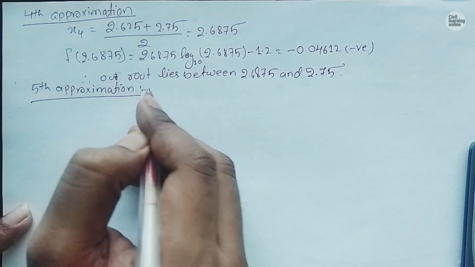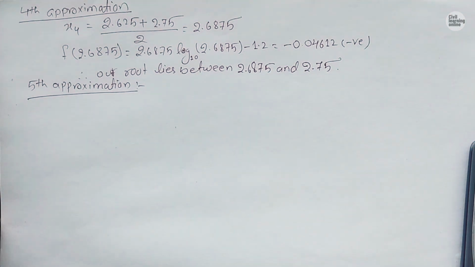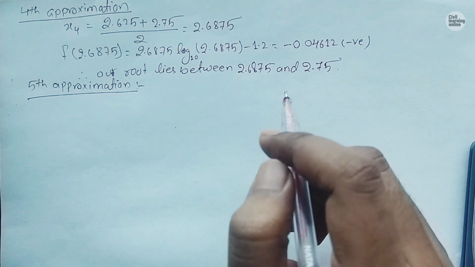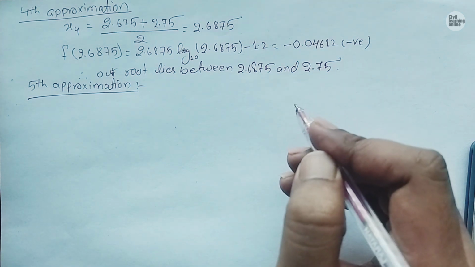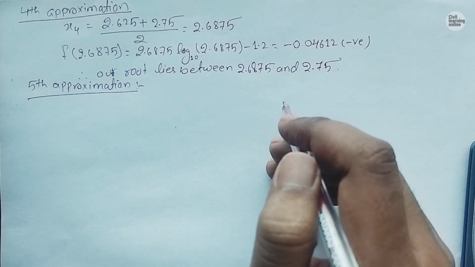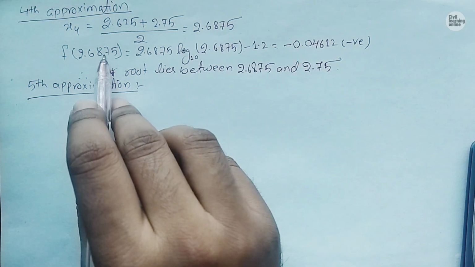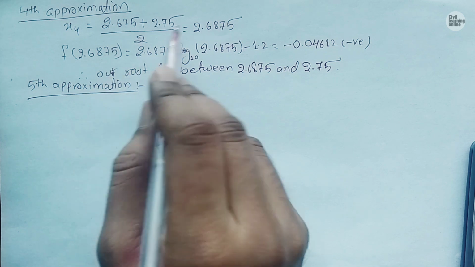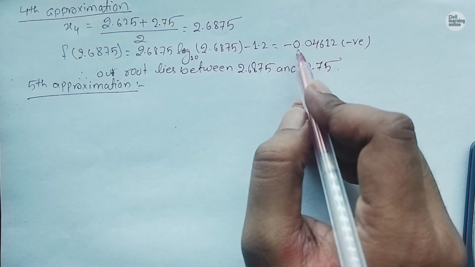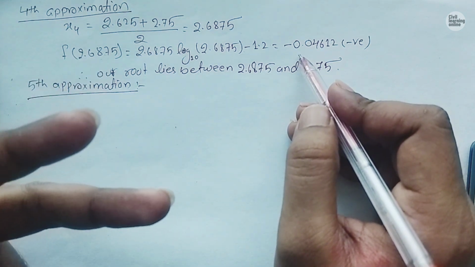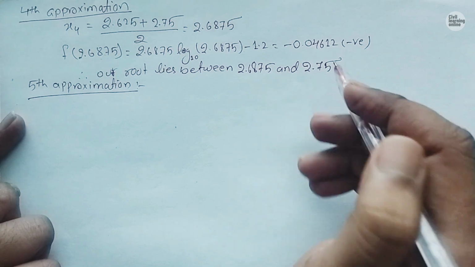Before doing the fifth approximation, I need to answer a few of the questions which are frequently asked to me by the students. Like, how many approximations are we supposed to do? Mostly when you do 6 to 7 approximations, you will get your answer. Sometimes it is specified in the question, like correct up to 2 decimal places, correct up to 3 decimal places. Correct up to 2 decimal places means in 2 successive approximations we will get the same value up to 2 decimal places.